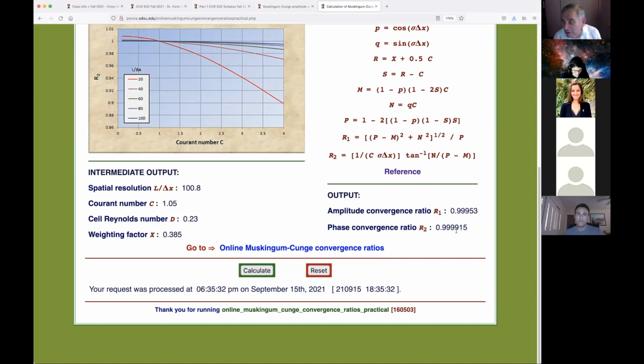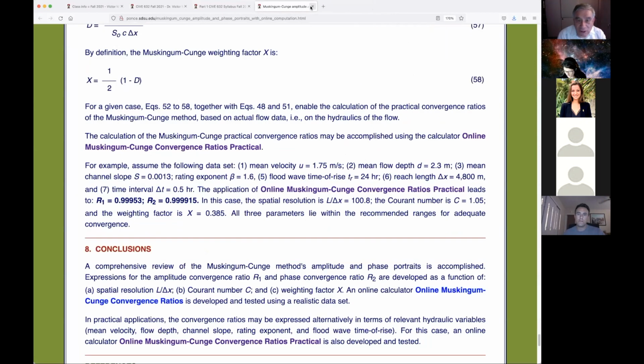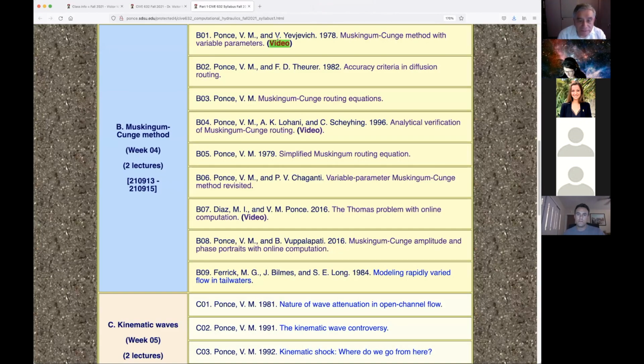How could you improve this? You can't. That is why the Muskingum-Cunge works well. Because properly used, it will give you close to perfection, 4 digits accuracy. 1 is perfect. 0.999 is 1 per 1,000. 1 per 1,000 in engineering is nothing. Okay, so I've proven to you that the Muskingum-Cunge works.